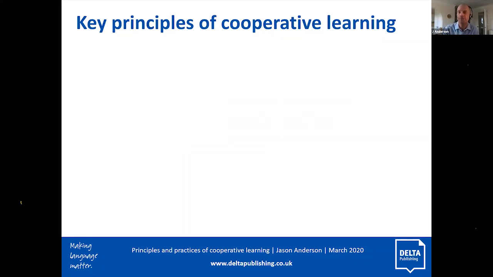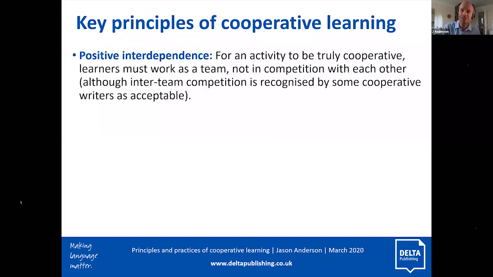If you read the main writers of cooperative learning, these are people like the Johnson brothers, Spencer Kagan, Robert Slavin, and Elliot Aronson. They often talk about a large number of principles, but if you distill it down, there's two key principles that you can also find in the work of Deutsch and Levine. And these are the principles of positive interdependence and individual accountability.